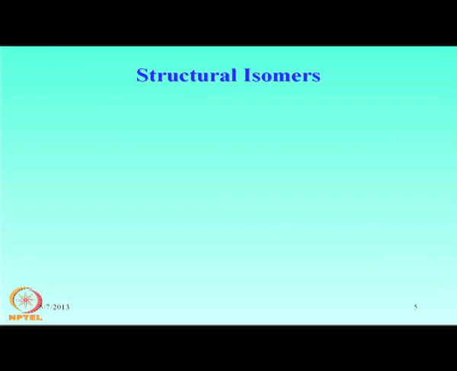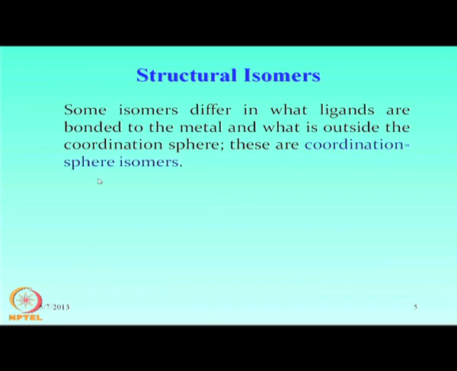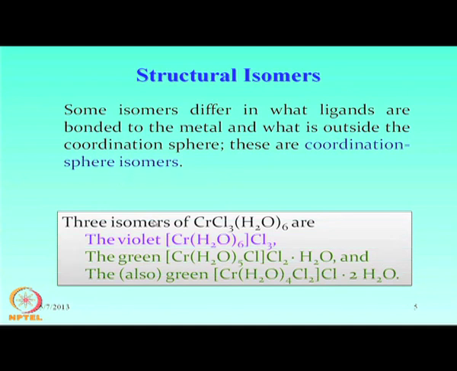Then, further structural isomers: we can see that some isomers differ in what ligands are bonded to the metal and what is outside the coordinate sphere. These are therefore coordinate sphere isomers. What we are talking about so far is how we are changing the coordinate sphere. If they are interchanging between the outside and the inside of the coordinate sphere, and the same two groups, that means A is interchanged with B and B is interchanged with A, we get a coordinate sphere isomer from that particular arrangement.